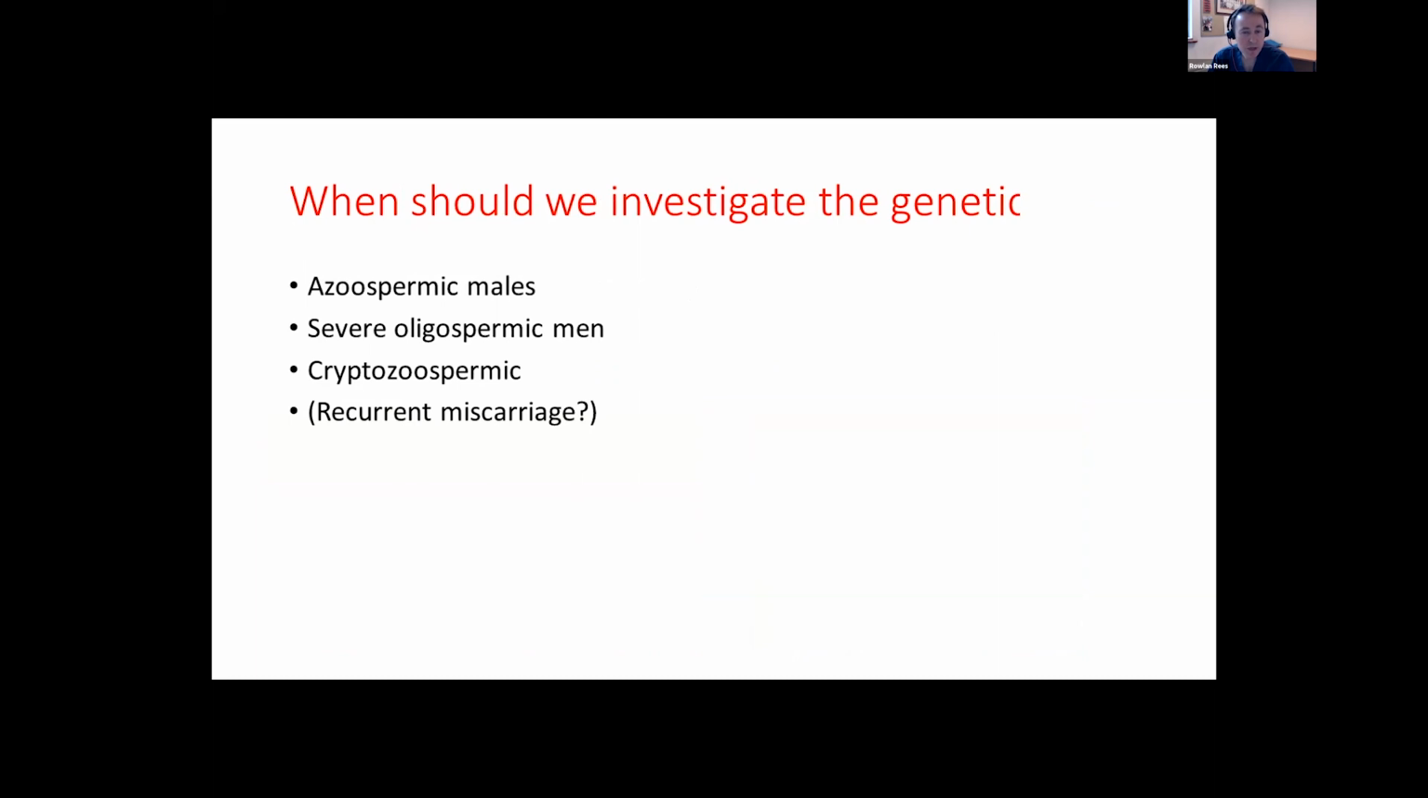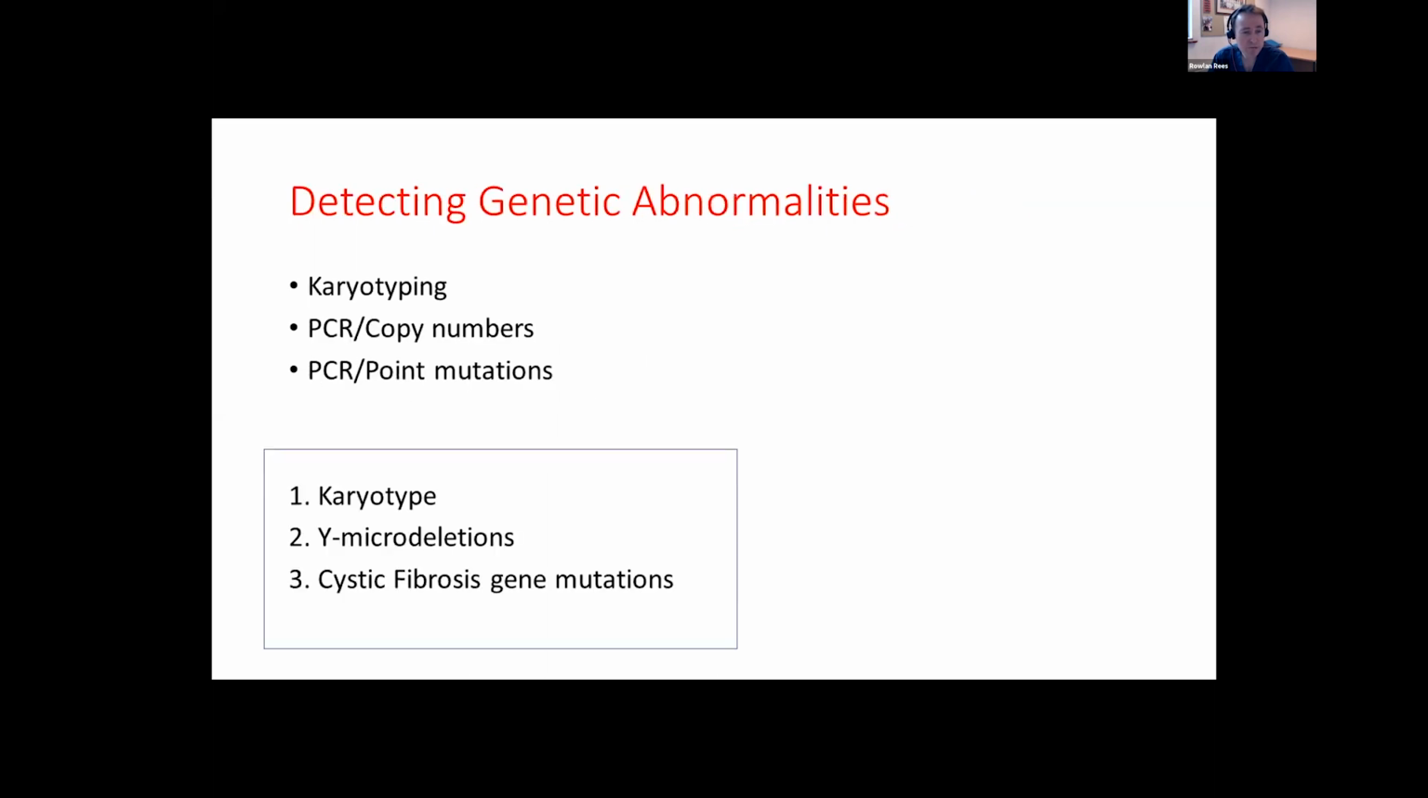The question is, overall, for the infertile population, who should have genetic analysis? The azoospermics, very definitely. And men with severe oligozoospermia, the EAU guidelines suggest anything less than 5 million. Cryptozoospermia, where there are very, very few sperm present and only present on centrifugation. And then there's more debate as to whether there's a role for genetic analysis in subsequent miscarriage problems.